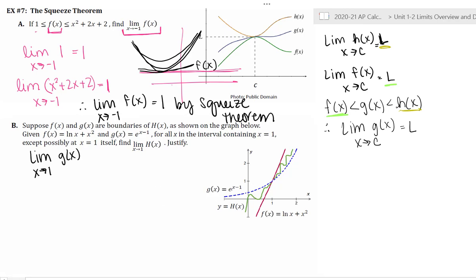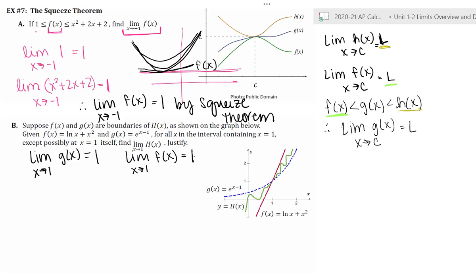If I were to plug in a 1, e to the 1 minus 1, e to the 0 power is going to be 1. And then let's get that f of x. Limit as x approaches 1 of f of x. If I plug in a 1, the natural log of 1 is 0 plus 1 squared is 1. So right now it's already looking like that limit or that value of h of x as x approaches 1 is also going to be 1.